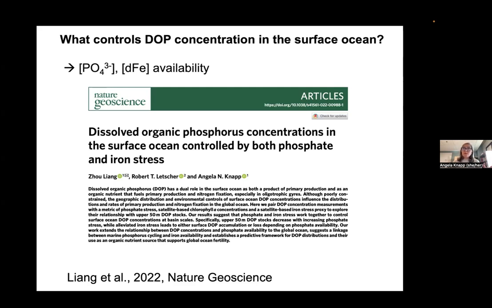But we also found, what was unexpected, and Zhou gets all the credit for figuring this out, is that there's also a role for iron in this. And we think it's both because of the iron requirement for phytoplankton in general, but also there are some forms of the enzyme alkaline phosphatase that require iron. So alkaline phosphatase is an enzyme that allows phytoplankton to access some forms of dissolved organic phosphorus, okay?